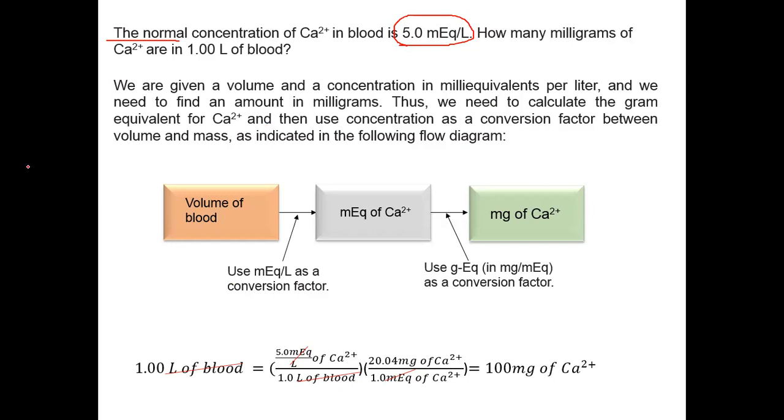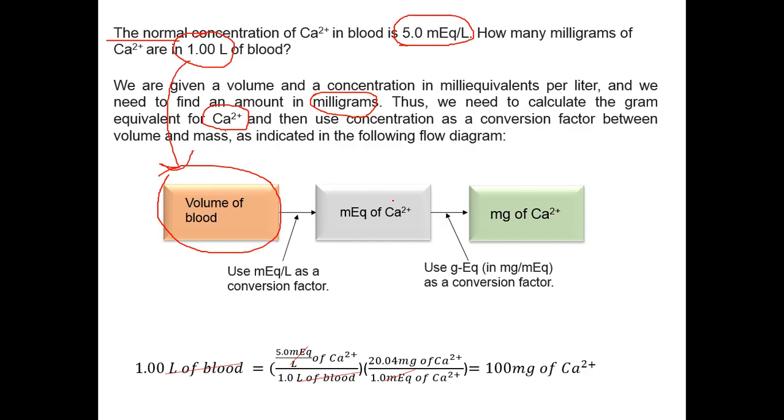So what we have is a given volume and the concentration in milliequivalents per liter, and we need to find the amount in milligrams. Thus, we need to calculate the gram equivalent for calcium 2+, and then use concentration as a conversion factor between volume and mass, as indicated in the following flow diagram. Okay, let's look at it that way. So we know the volume of blood, right? It says 1 liter.